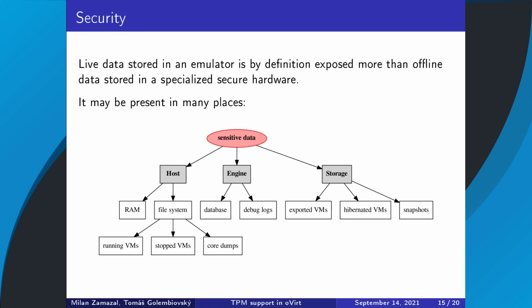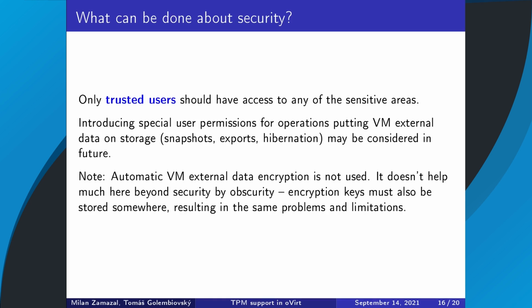When a guest OS using sensitive data is running, the sensitive data can be stored in RAM or in core dumps and such locations. With virtualization and emulated devices, the data is additionally stored in the file system, as already discussed. So in order to make the data secure, only trusted users should have access to it. That means access to the engine database, to engine logs, root access on hosts, or to the storage. In future, we may consider adding a new permission that would allow only certain users to export the data to storage, like making snapshots for VMs with external data.